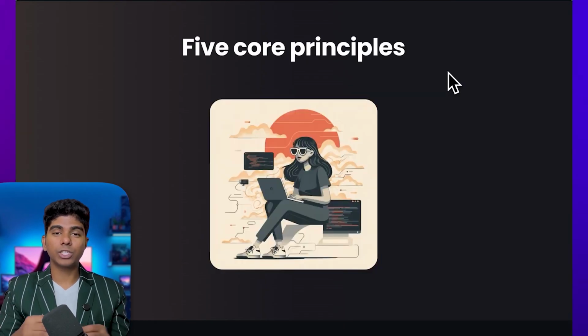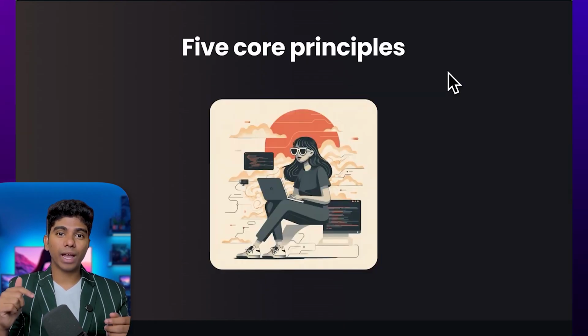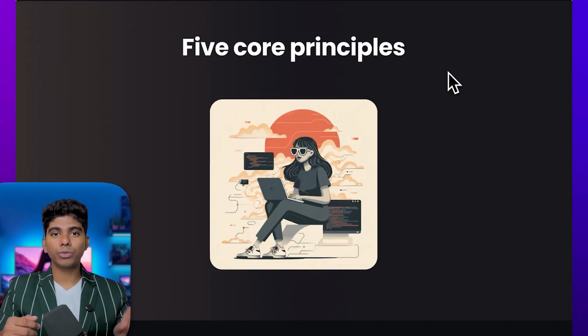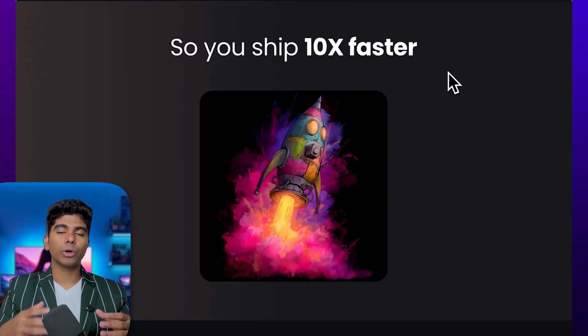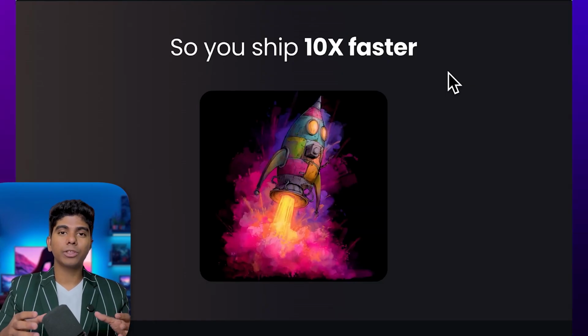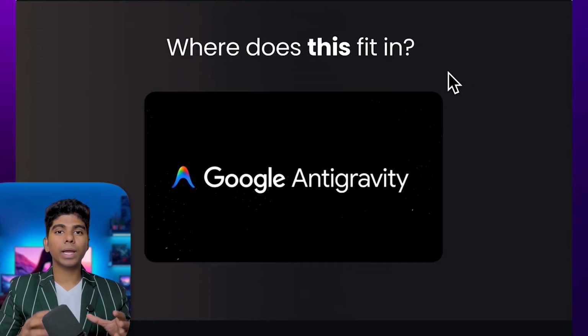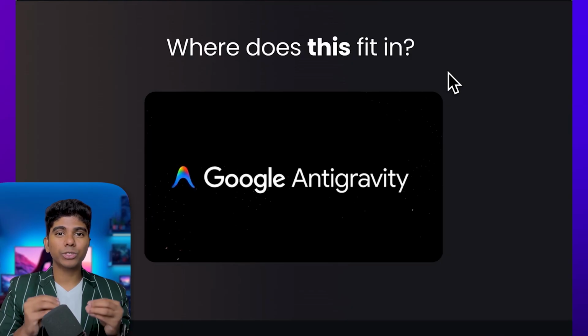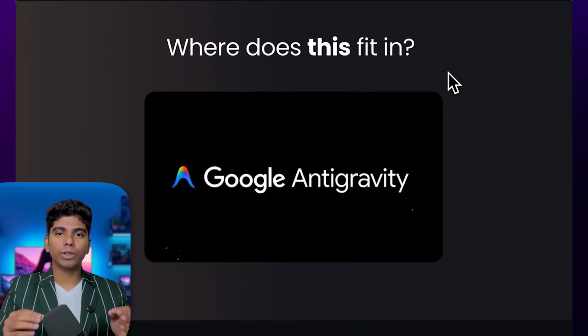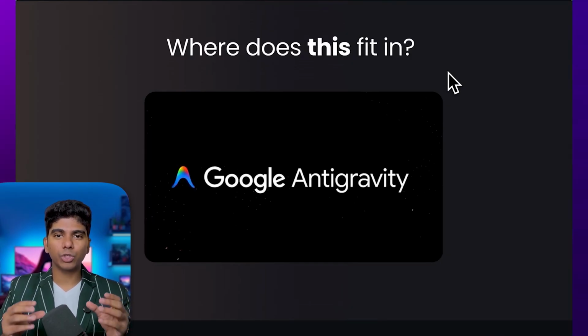And what he shared can really be distilled down to 5 core principles that will improve the way that you use any kind of AI coding at all. This also means you can ship basically 10 times faster at better quality. Now where does Google Anti-Gravity fit into this? Because we've spoken about that quite a lot on the channel, and it is a game-changing coding environment.